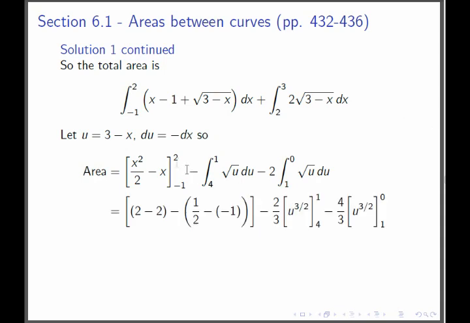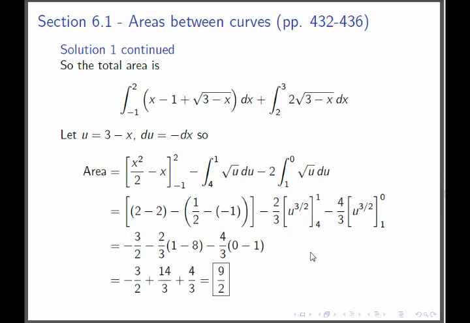Okay, next I evaluate at 2 and at -1 and subtract. And I've also found the antiderivatives for both these two integrals. Okay, next we evaluate for these two and simplify, and this is the area of the shaded region.